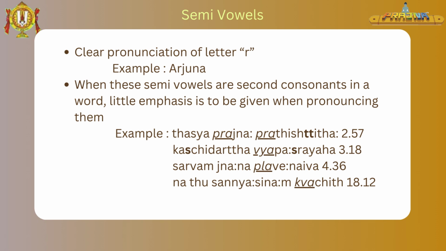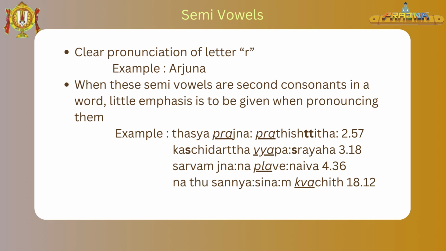In the semi-vowels, the pronunciation of the letter Ra has to be very clear. For example, in the name Arjuna, the R sound has to be clear. Instead of pronouncing Ajuna, we have to pronounce the R: Arjuna. Also, when these semi-vowels like Ya, Ra, La, Va are second consonants in a word, we need to give a little emphasis while pronouncing them.